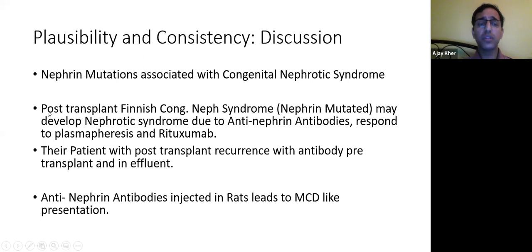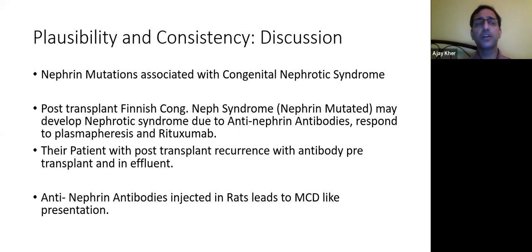Similarly, it's been known that post-transplant, there's this Finnish congenital nephrotic syndrome, which also involves mutated nephrin, and they've been shown to develop nephrotic syndrome due to anti-nephrin antibodies, which are present after the transplant. Because the nephrin is mutated, the new kidney that they get post-transplant expresses nephrin that the person hasn't seen before, and so they can get these anti-nephrin antibodies, which cause nephrotic syndrome, and they respond to plasmapheresis and rituximab.